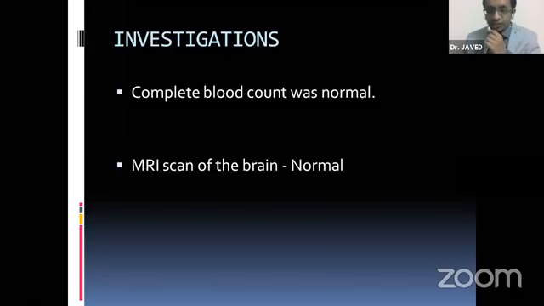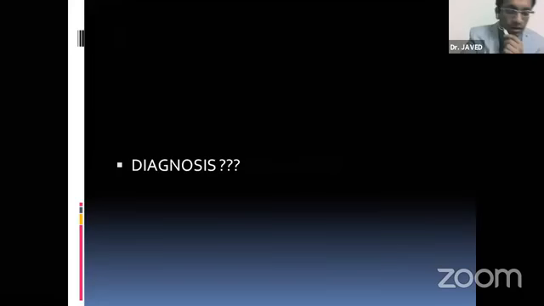Coming to the investigations, complete blood count was done, which was perfectly within normal limits. MRI scan of the brain was done, which was also totally normal. Now, the diagnosis.